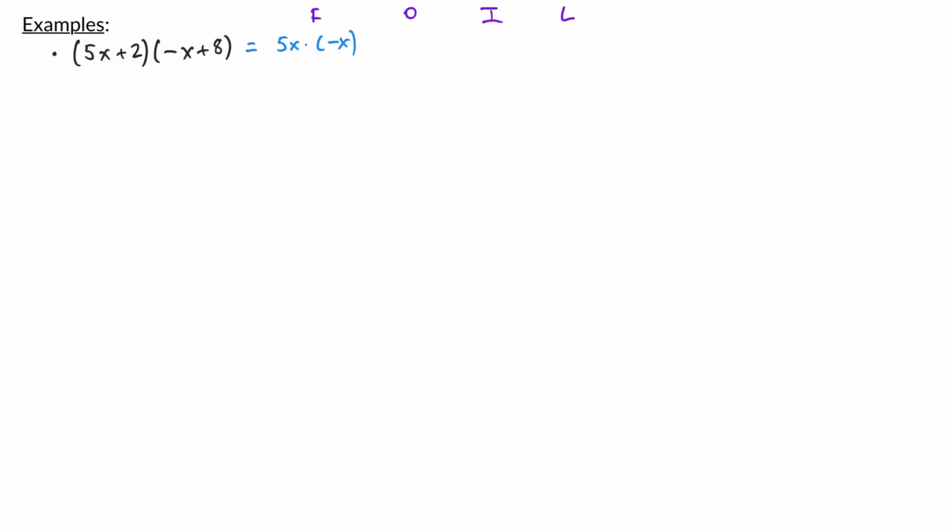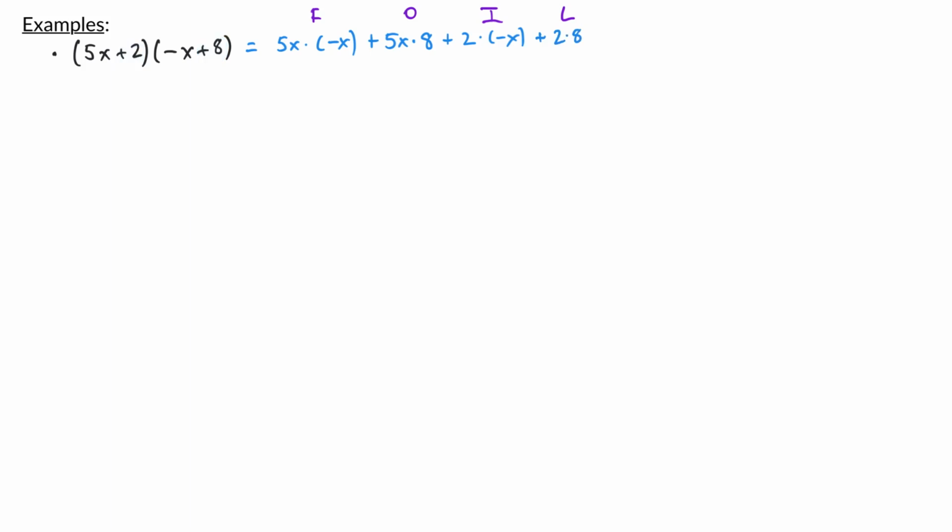Next, we have O. O stands for outer. So the outer terms of the binomials are 5x and 8. So we have plus 5x times 8. The I stands for inner. The inner terms are the plus 2 and the negative x. So we have plus 2 times negative x. And finally, the L stands for last. The last terms are the plus 2 and the plus 8. So in the end, I have plus 2 times 8.